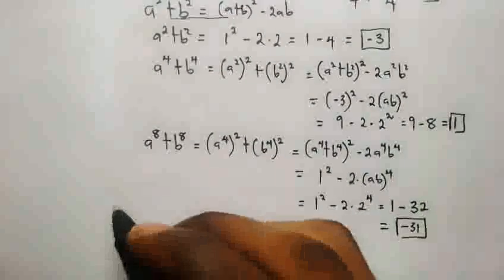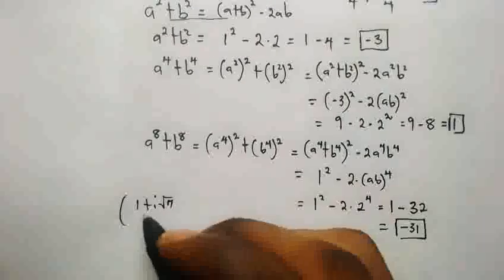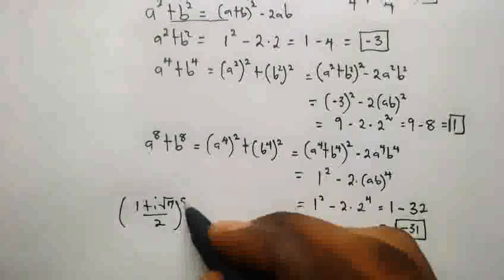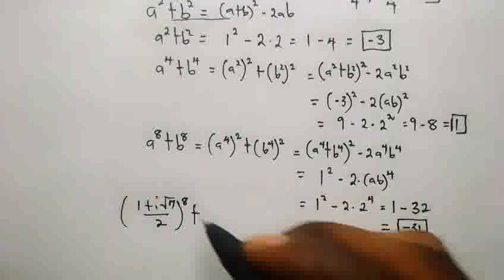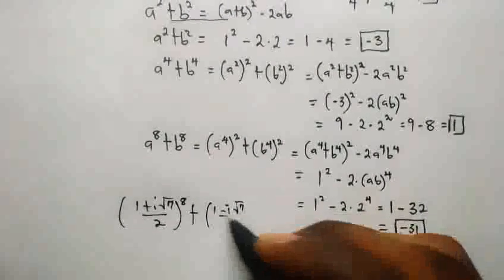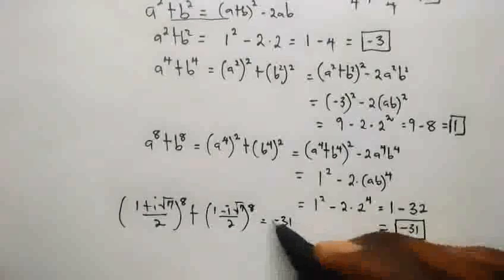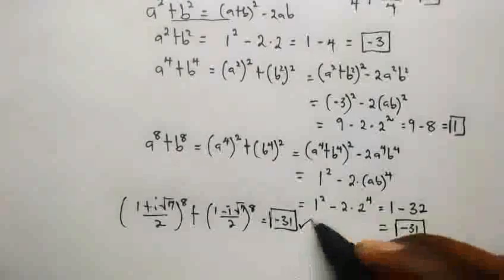So we can say that ((1 + i√7)/2)^8 + ((1 − i√7)/2)^8 is equal to negative 31. And this is the right answer.